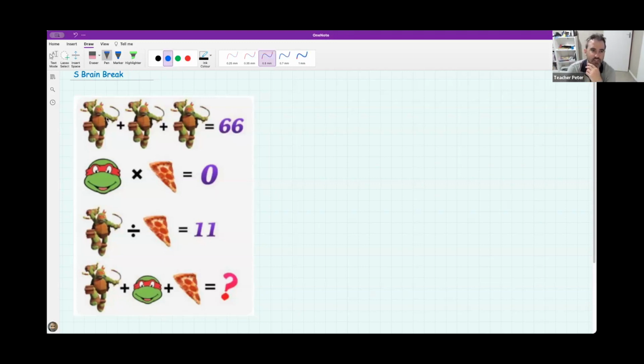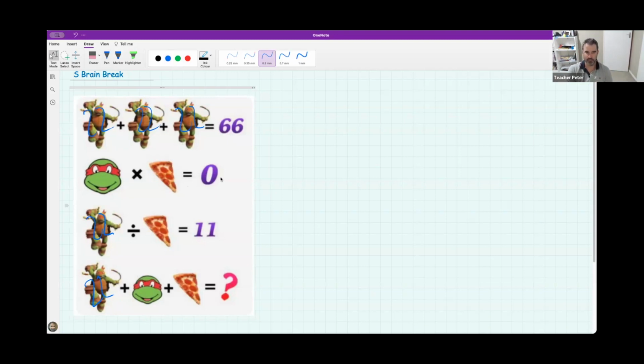Okay, it is 22. Yep, 22. Because that's the only way you would get to 66. Now, you can't really do the second line because there's two unknowns, but what is a piece of pizza?